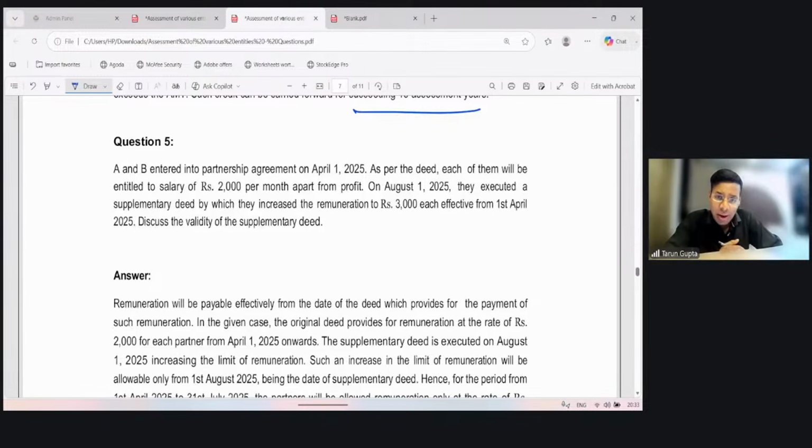So come back to this question. They've entered into a partnership deed on 1st April 2025, and the deed allows them a salary of 2,000 per month in addition to the profit.